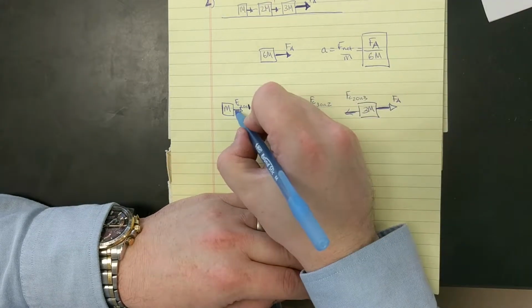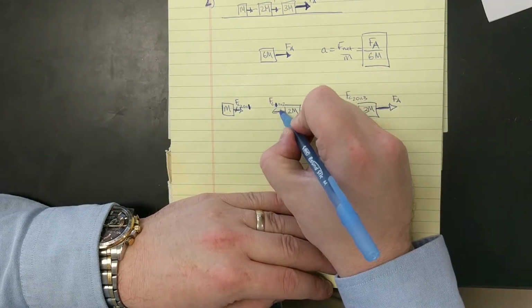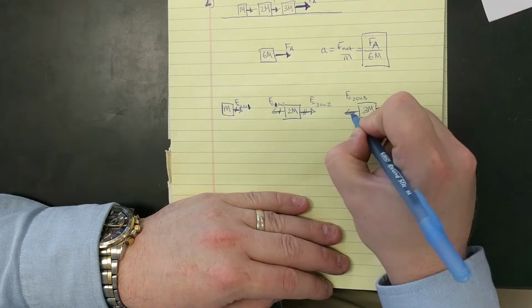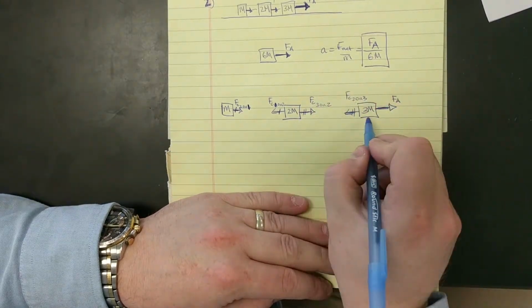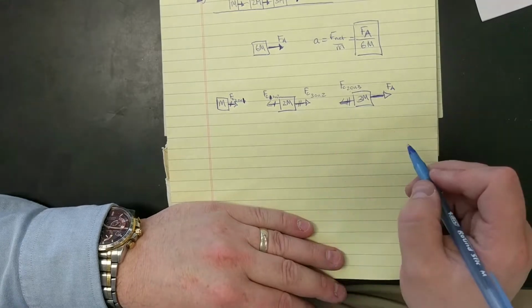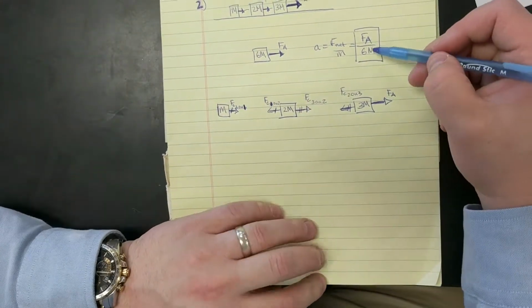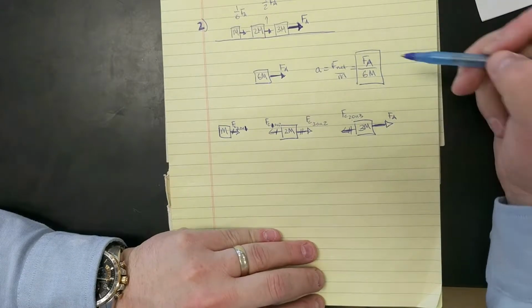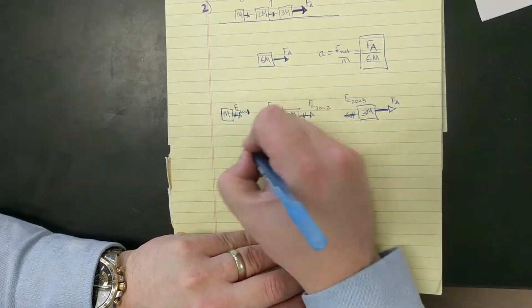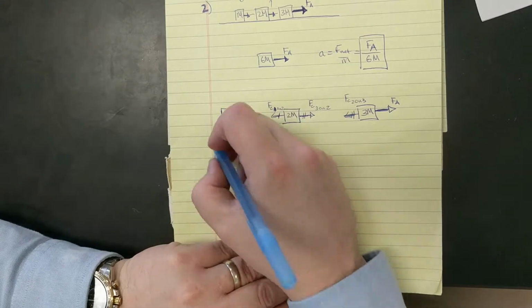By Newton's third law, this force and this force are going to be the same, and this force and this force are going to be the same. They make action-reaction pairs. We know that all three objects, even when we look at them individually, are going to have our same acceleration from up here. This is our easiest starting spot because there's only one force on it.